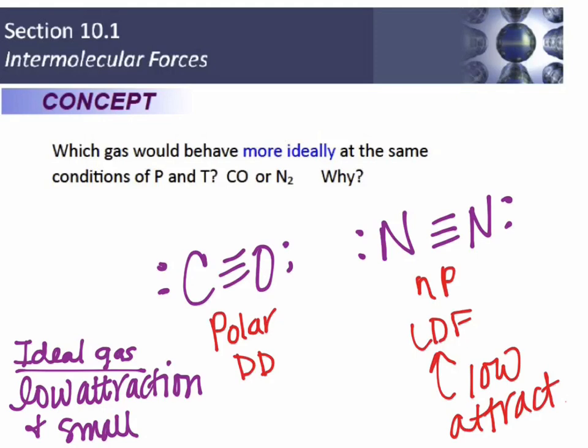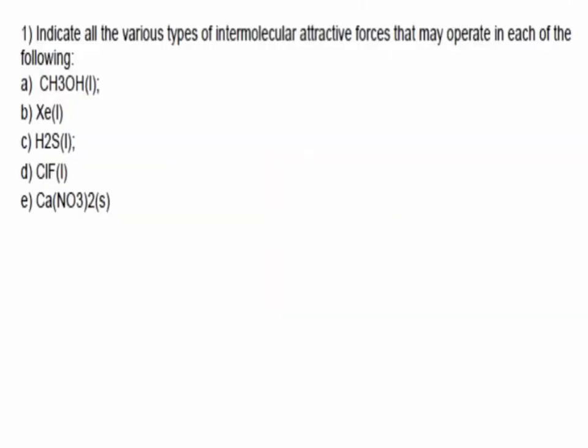We're going to go through the next slide really quick, and then we're done. All right, so tell me, what IMF is going on in all of these? So CH3OH, that is an alcohol. What intermolecular force is being played in that one? What's its polarity? It's polar. So is it going to be hydrogen bond or dipole? Hydrogen bond. Any alcohol will be a hydrogen bond.